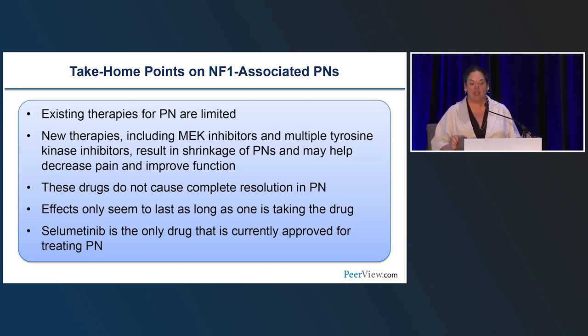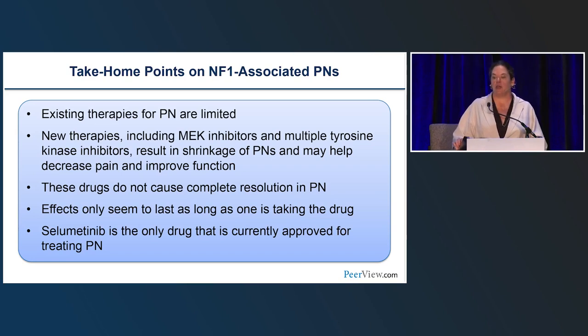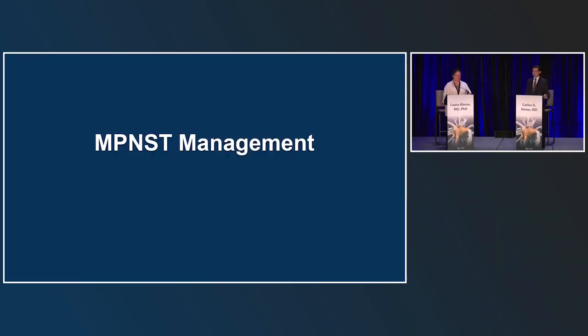And at the moment, Selumetinib is the only one that's FDA approved, but all the other drugs we really talked about are in the setting of clinical trials or off-label use. And we're going to continue to talk about actual MPNST management. So those plexiform neurofibromas have turned malignant.